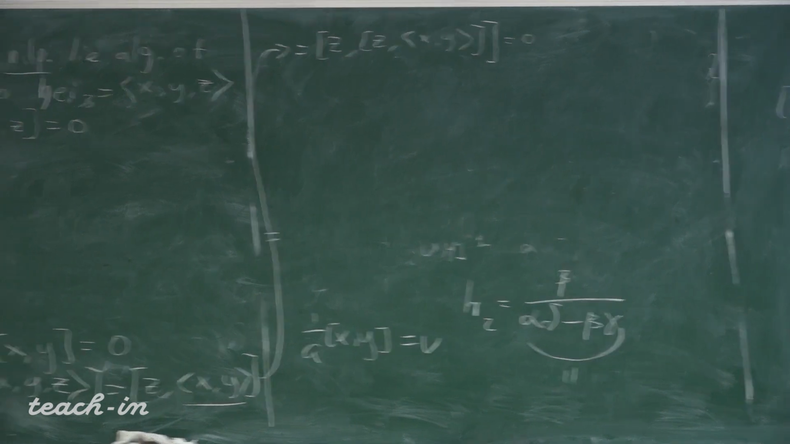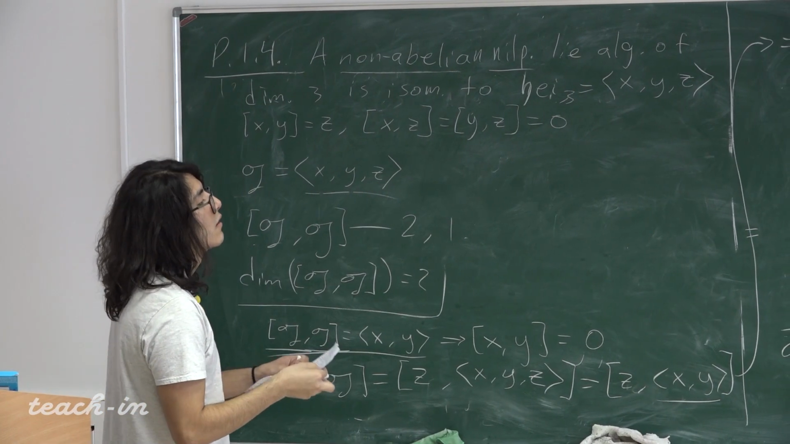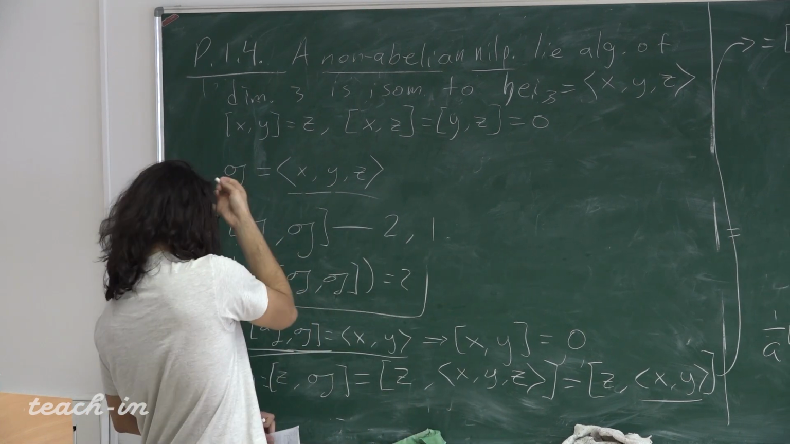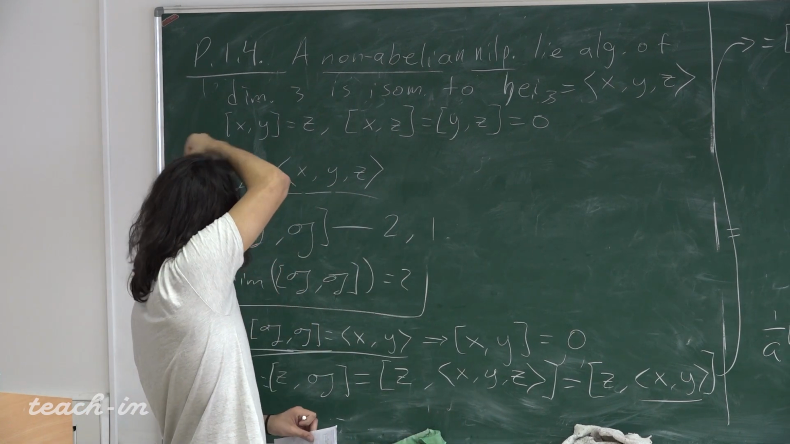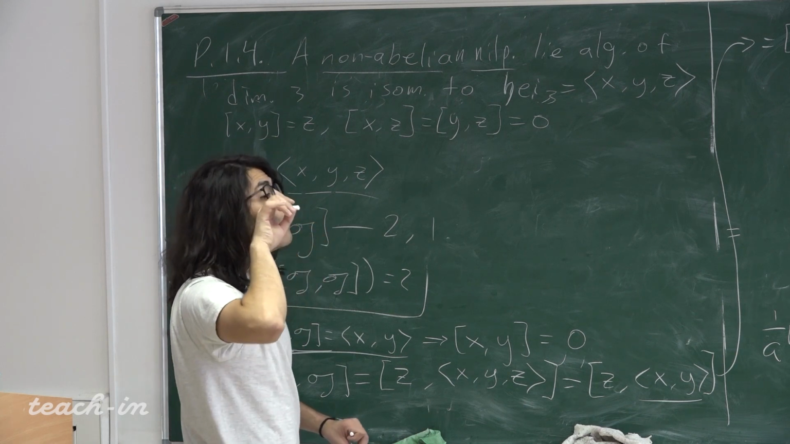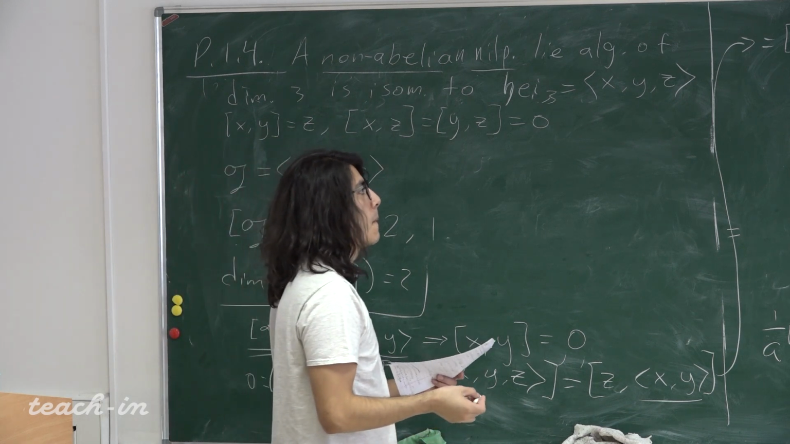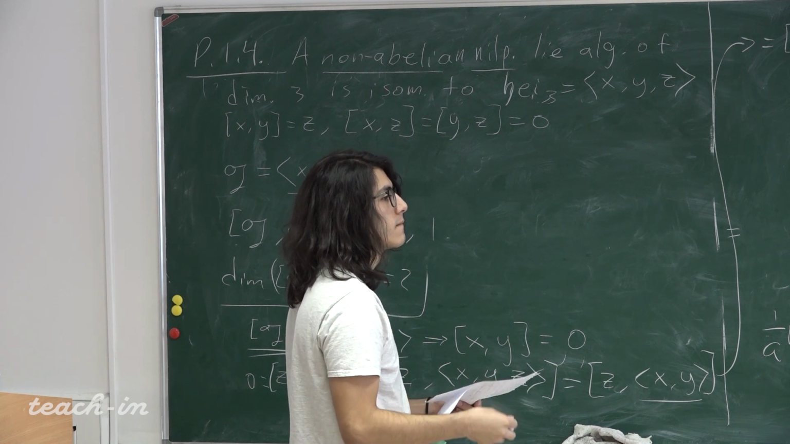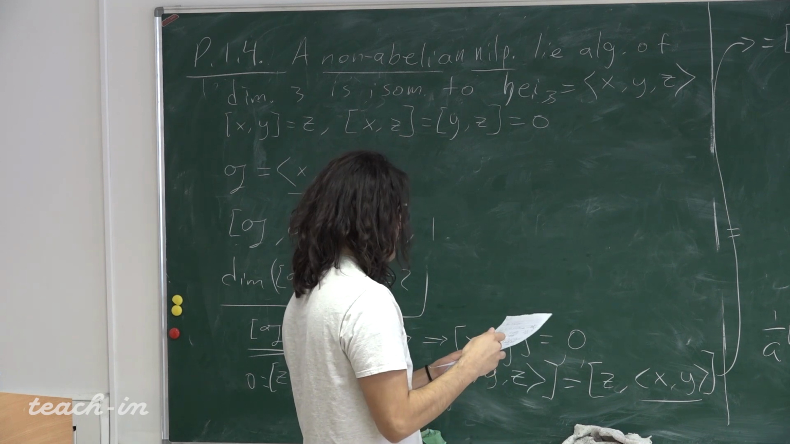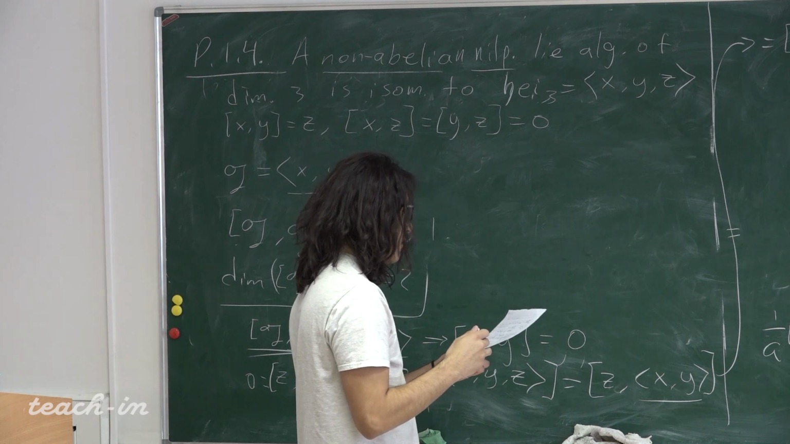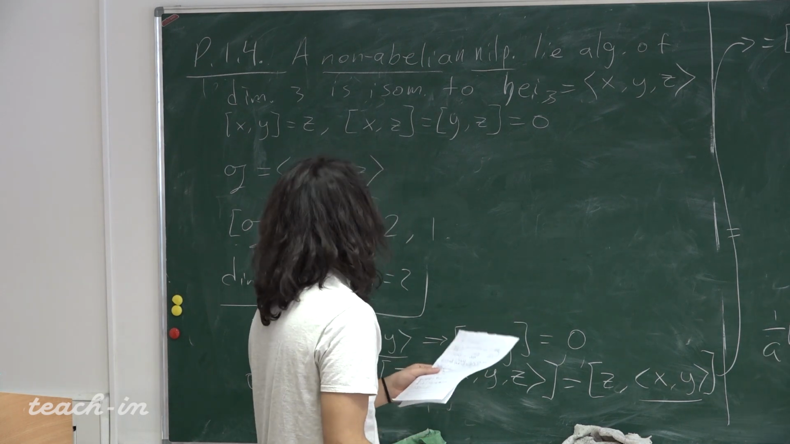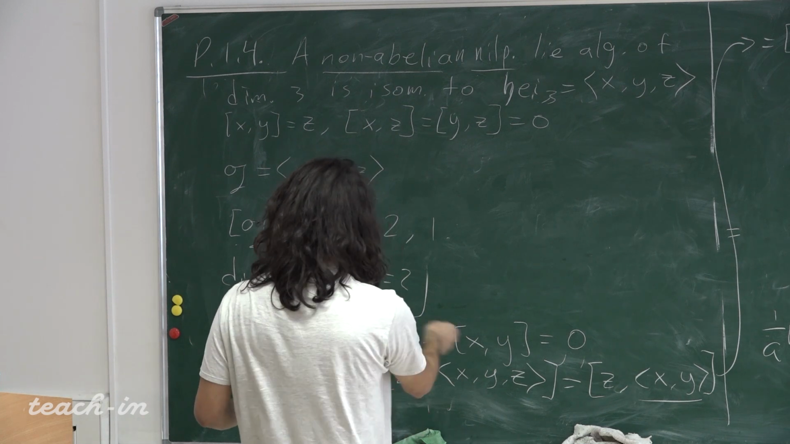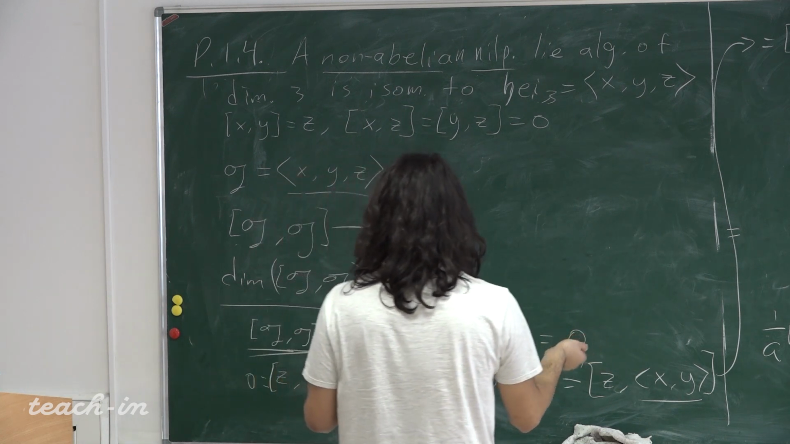And you can write it like this because, well, you can take any element with something from xy, but since xy commute, the only way to get non-zero is with z, right? So therefore, an element from here is written like that. Okay, so this cannot be.